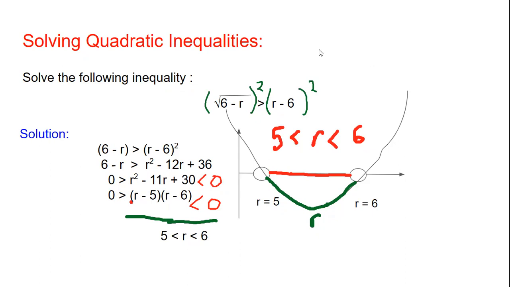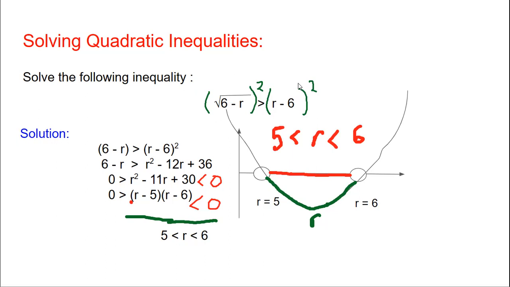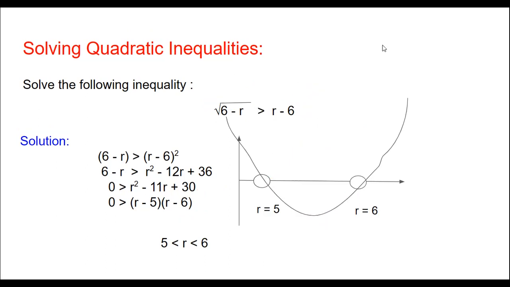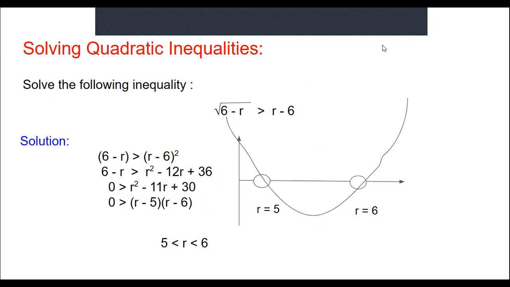And you can try any values between 5 and 6. You can think of values like maybe r being equal to 5.5. You plug that in your calculator and see if that gives you this whole relationship. I'm not going to do that because that will be time consuming. I hope that helps you understand how to solve quadratic inequalities.